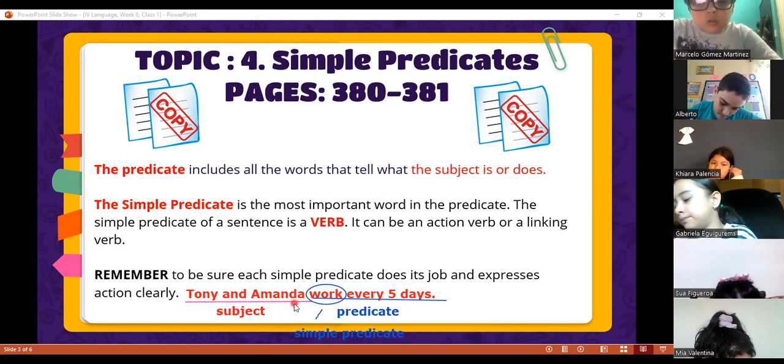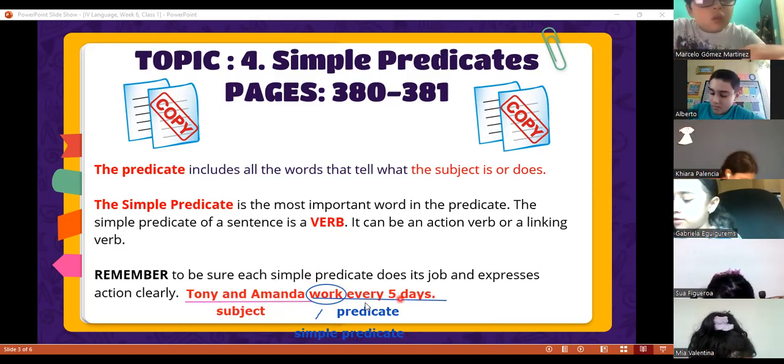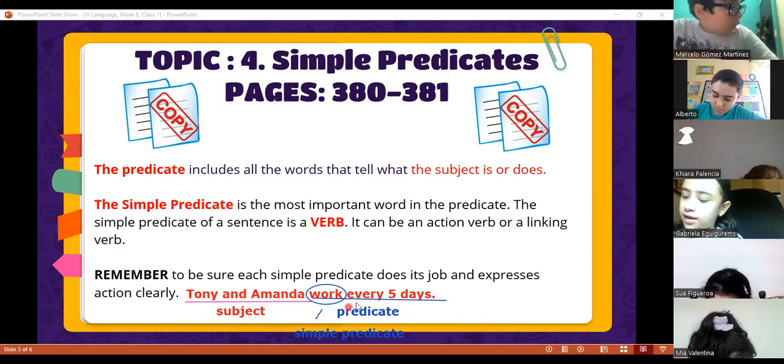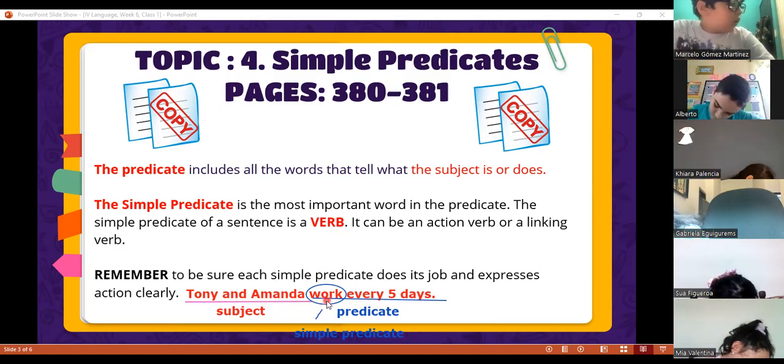So you see here the example. Tony and Amanda, that was last week. This is a compound subject. We have two subjects here. Work every 5 days is a predicate. Work is the most important word. That is the action. It's what Tony and Amanda are doing. They are working. So work is a simple predicate.